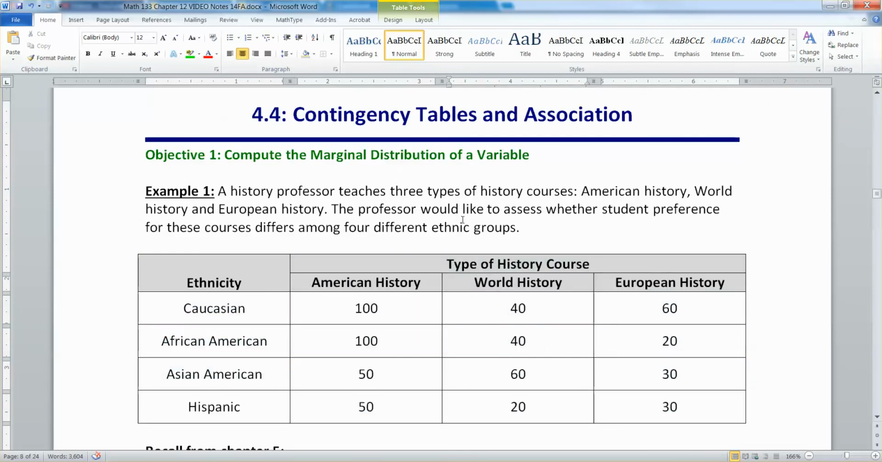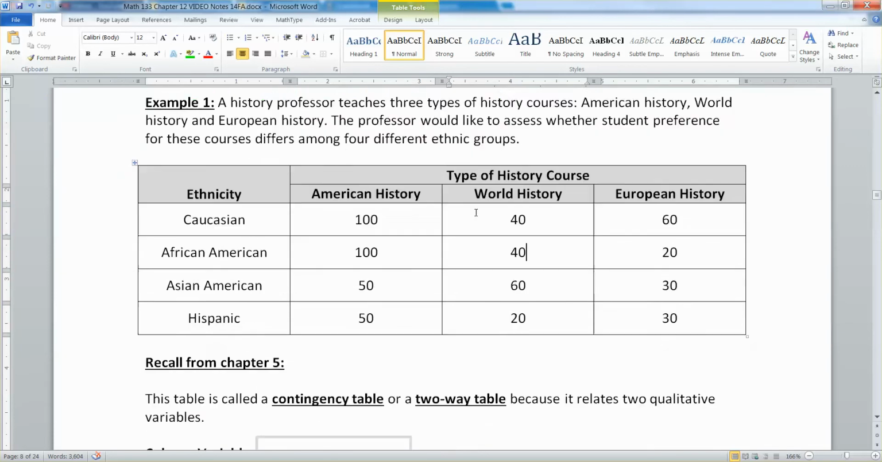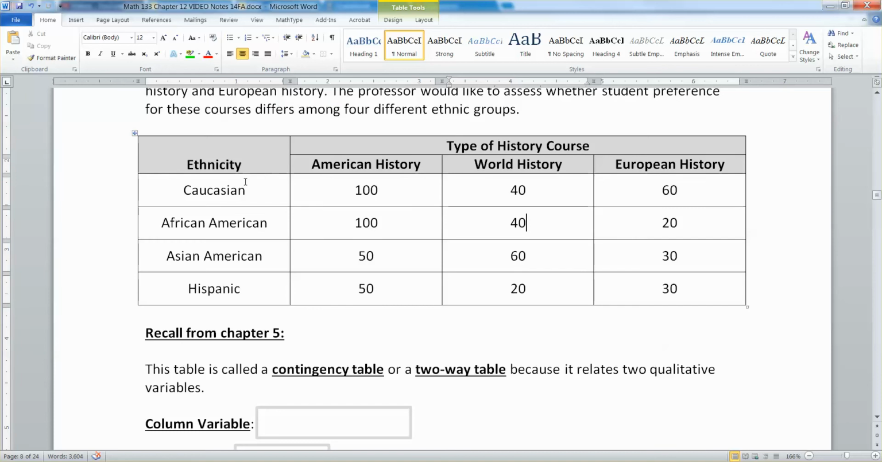Okay, so a history professor teaches 3 types of history courses: American history, world history, and European history. The professor would like to assess whether student preference for these courses differs among 4 different ethnic groups. So when you look at this, you can see in chapter 4, we were asking questions like, what's the probability that a student chose American history? What's the probability of being African American, etc., from this group?